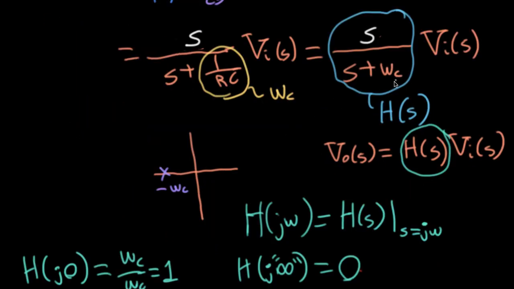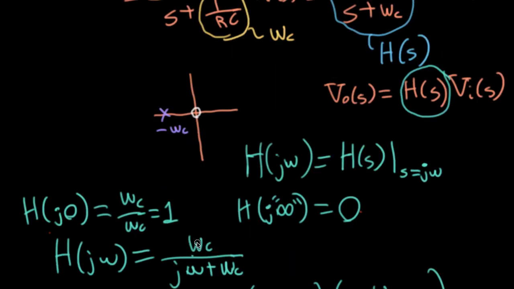Now, in addition to having a pole at minus omega c, I have a 0. So just as poles are the places where the transfer function blows up, zeros are the places where the transfer function is 0. And quite obviously, if I set s equal to 0, that gives me 0 for my transfer function. So I would indicate that 0 with a little circle that's at the origin.